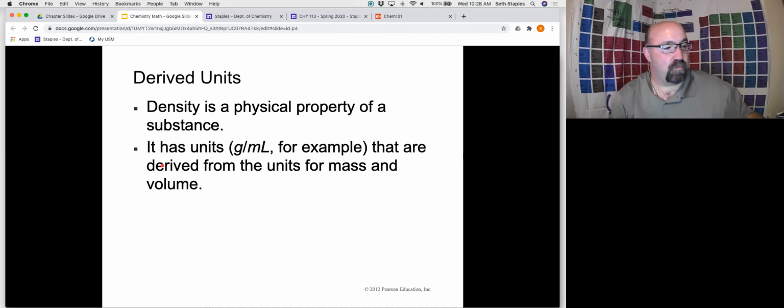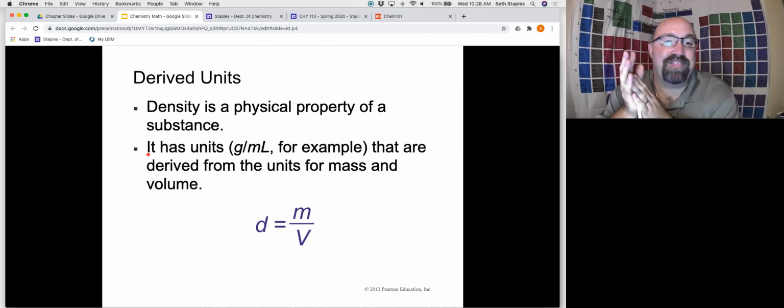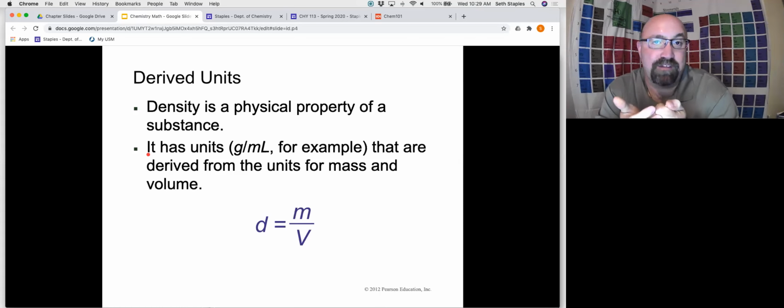We also have what we call derived units, which are units that are going to be, as the name implies, derived from a couple of other units. Density is a great example of that. When we calculate density, we divide the mass by the volume. And so density is a measure of how much a certain volume of a sample is going to weigh. What is the mass going to be of a certain volume of a sample? And so it's mass divided by volume, which will lead us to units of grams per milliliter.